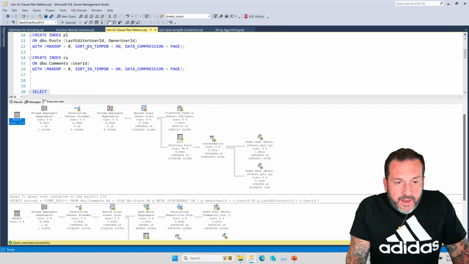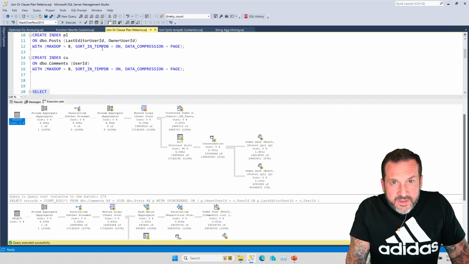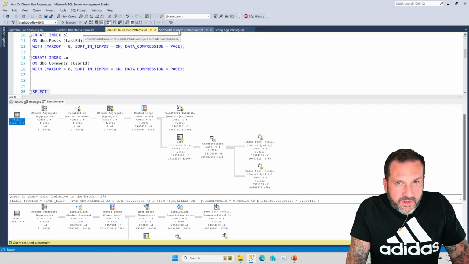I haven't decided. I think I might get some of this function stuff out of the way first. I don't know yet. We'll see what happens. Gonna be fun. I think I'm gonna save the sort spills one for last because I need SQL Query Stress for that, and I'm a little lazy right now. So I'm gonna do these other ones and then we'll get there.